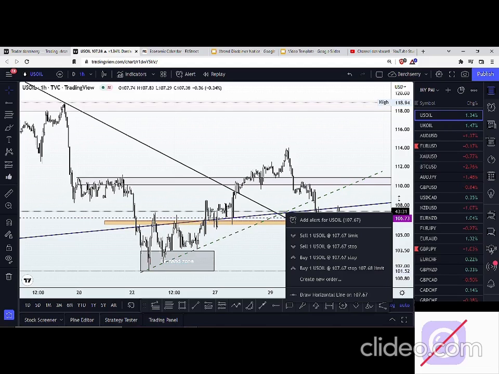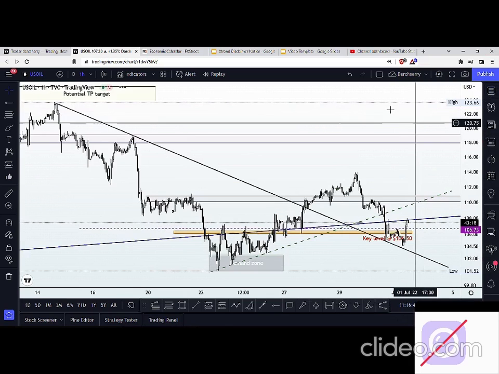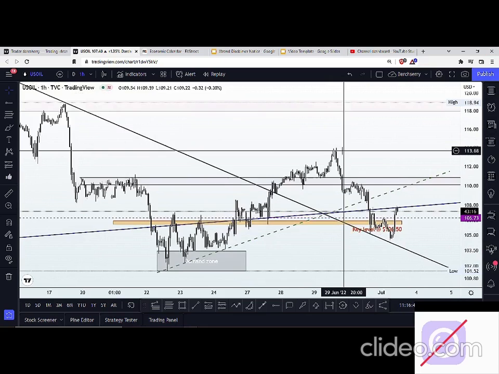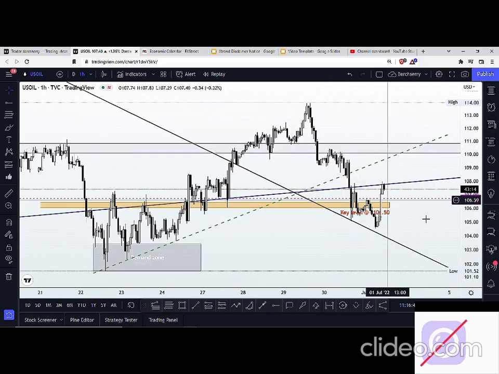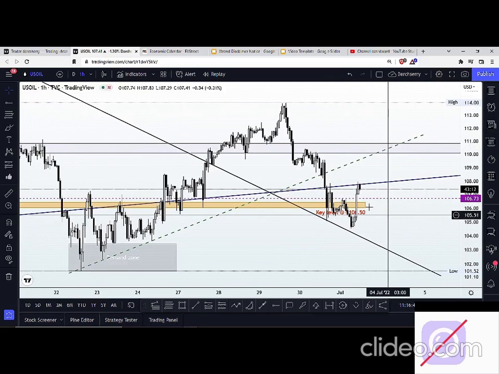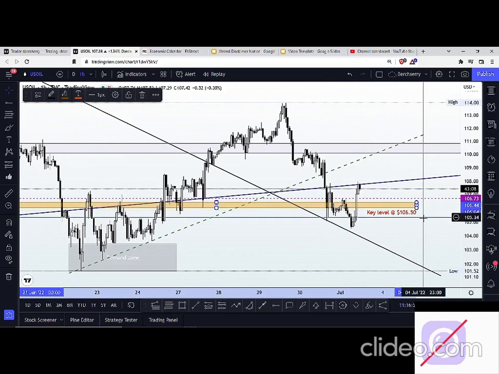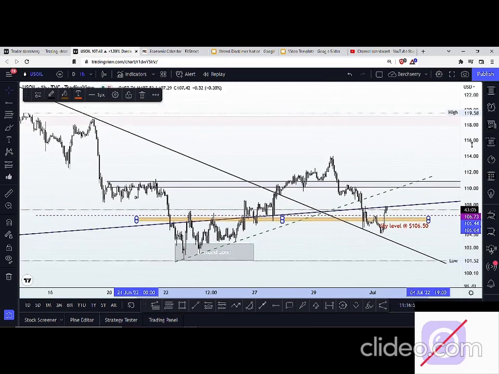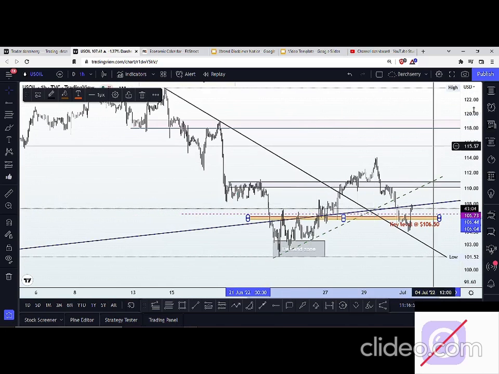US oil as usual. So moving on to the chart, the first pair we're looking at today, as usual, is the US oil. And what's happening here on the US oil? Remember what we said during the course of yesterday's live trading session, where we made emphasis on how important this key level is, the key level at $106.50.